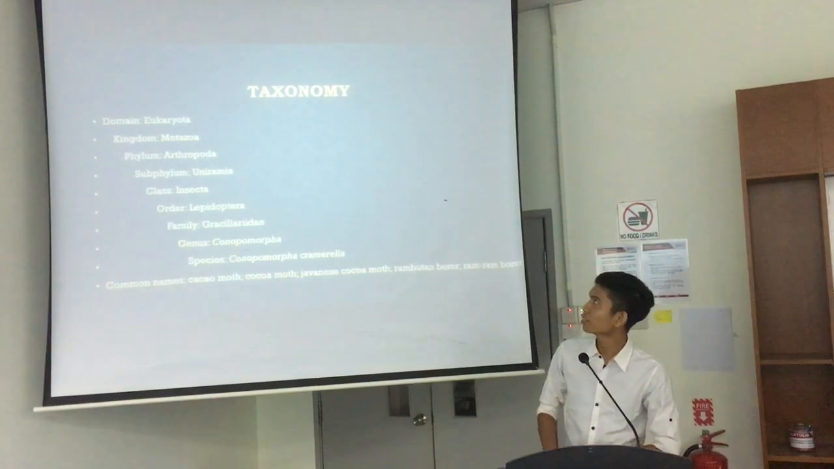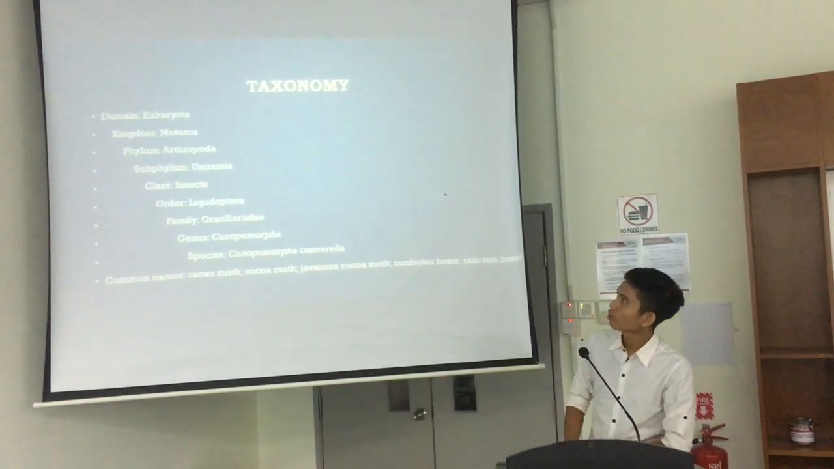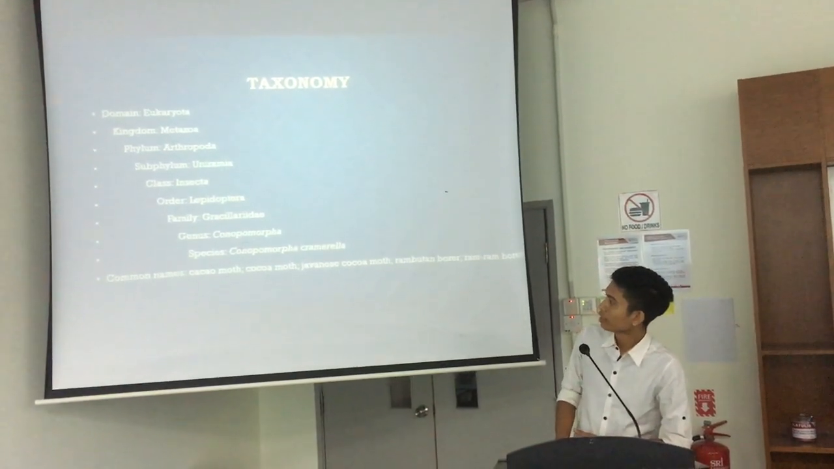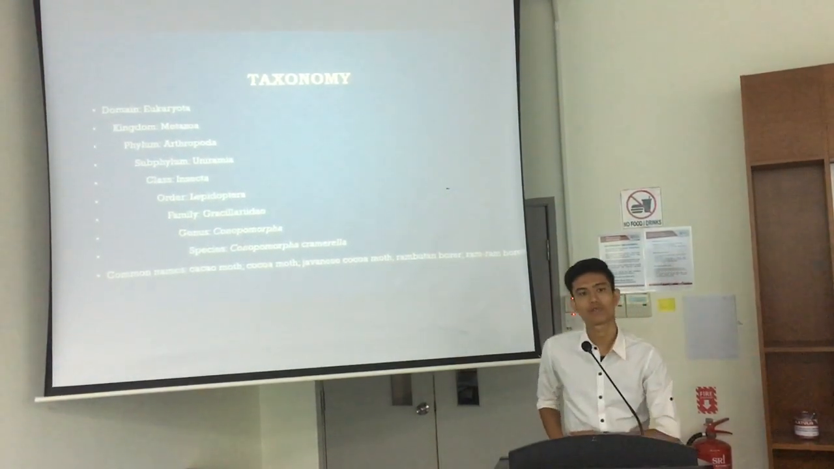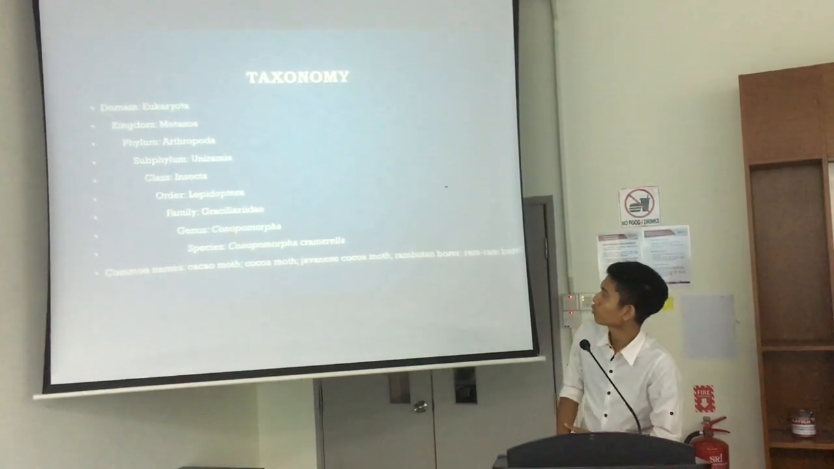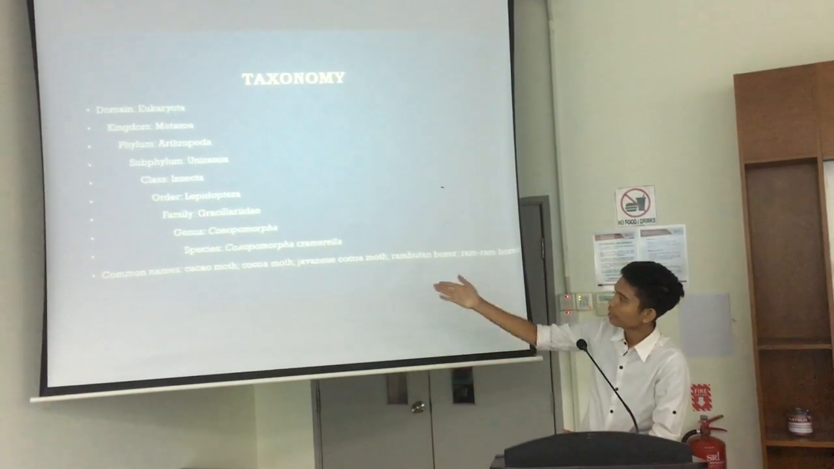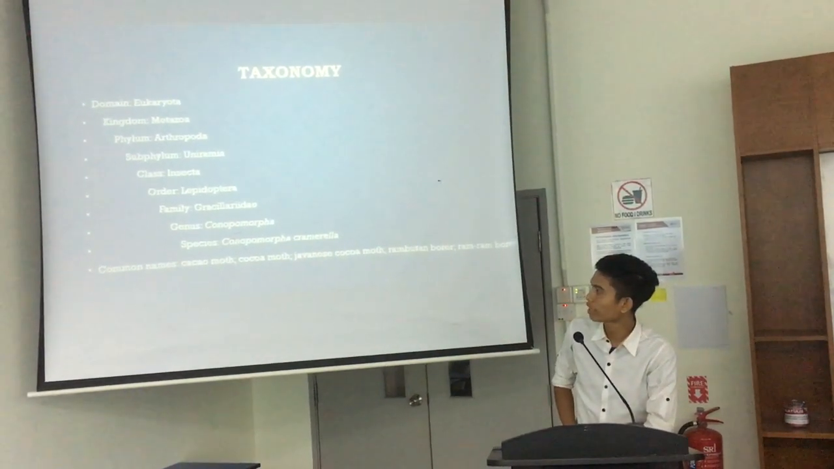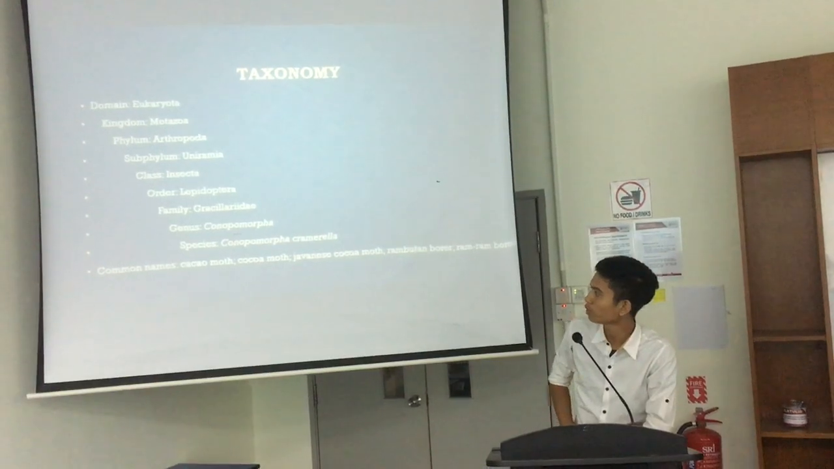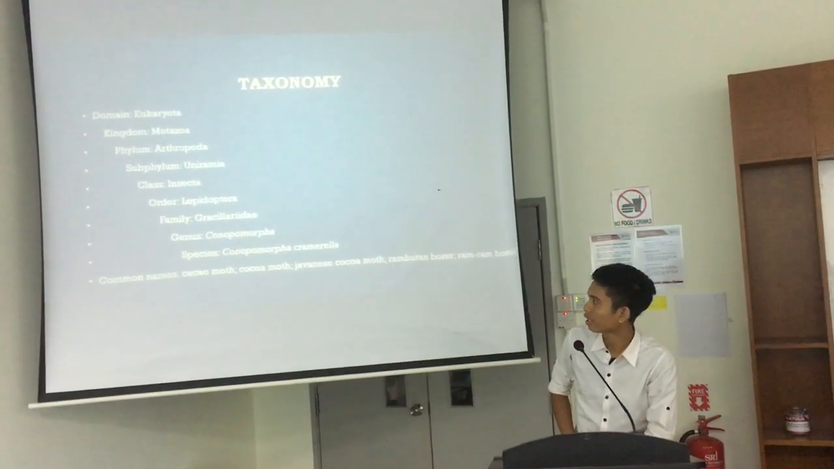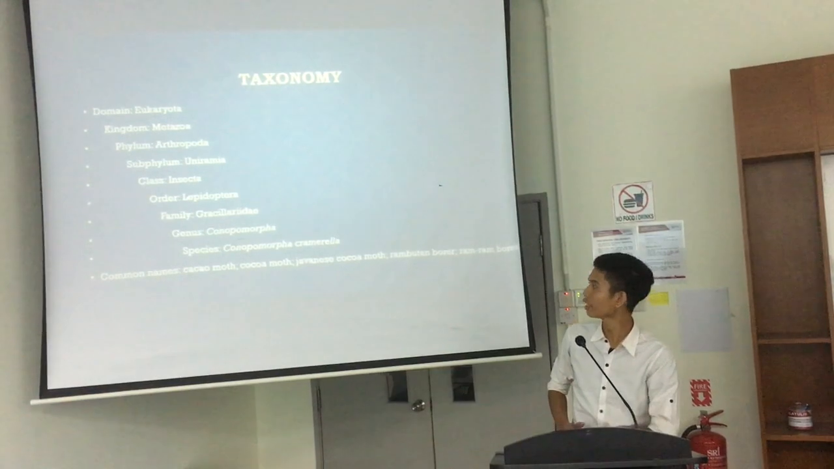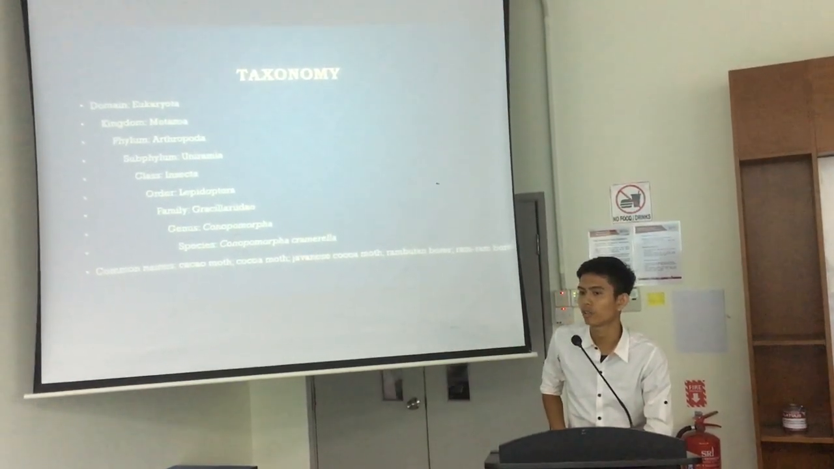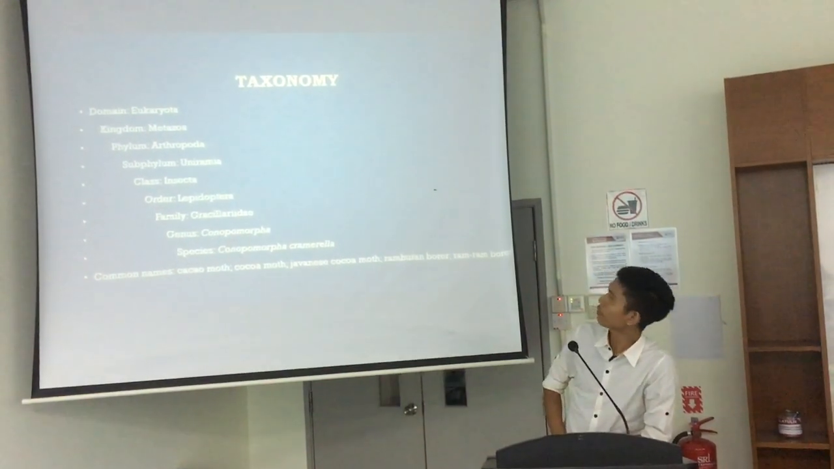I will proceed with the taxonomy. So this is the taxonomy of the cocoa pod borer. The scientific name of cocoa pod borer is Conopomorpha cramerella. As you can see, the genus and the family. The common name of Conopomorpha cramerella, some people call cocoa moth. Javanese people call it Javanese cocoa moth. Sometimes in Malaysia, they call it rambutan borer.